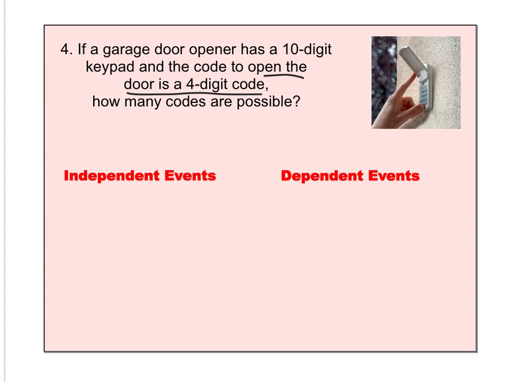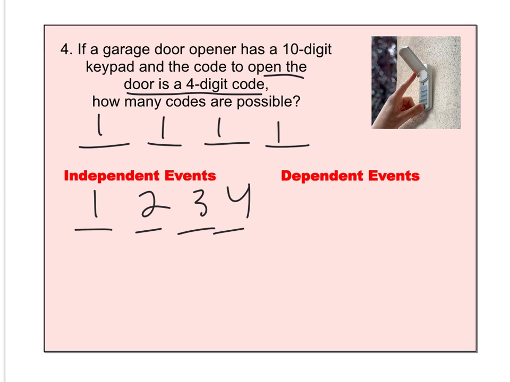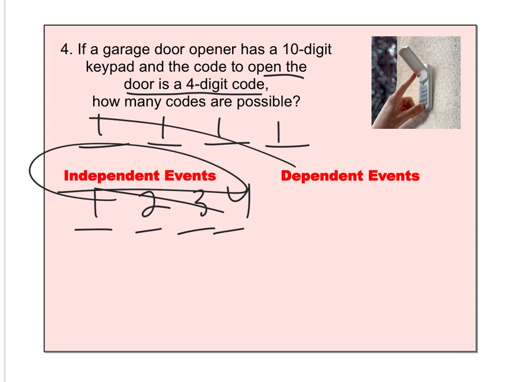So a garage door opener has a 10-digit keypad, and the code to open the door is a 4-digit code. So now I can have any 4-digit code I want. I can do 1 1 1 1, or 1 2 3 4 for those of you who lack real imagination. One does not affect the other. So this is going to be independent. I can repeat. I can do whatever I want.